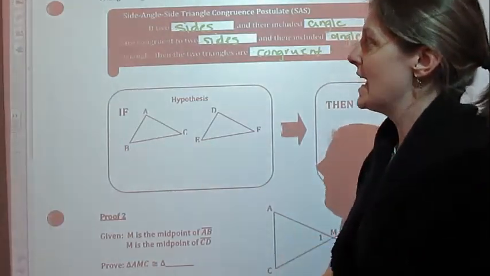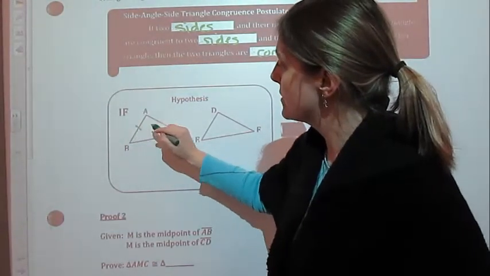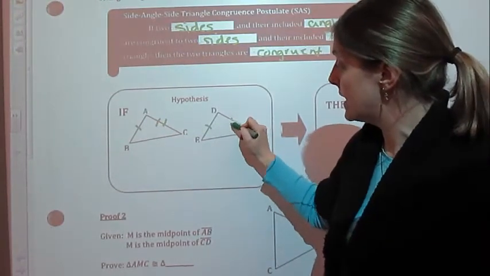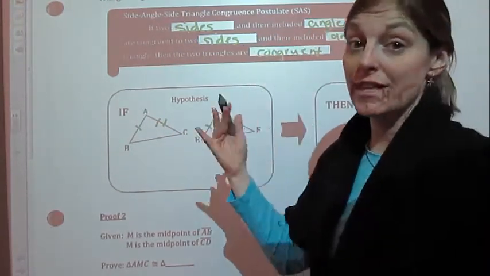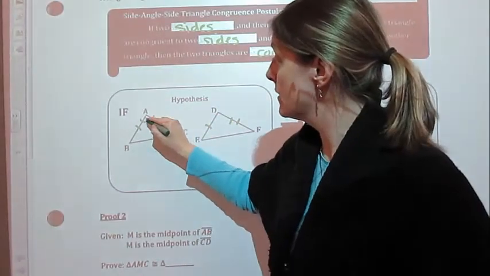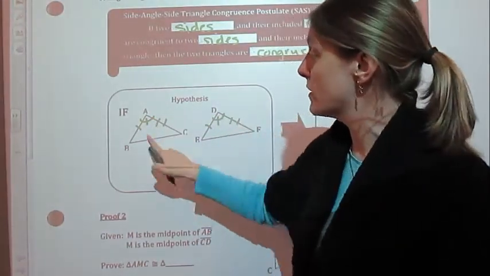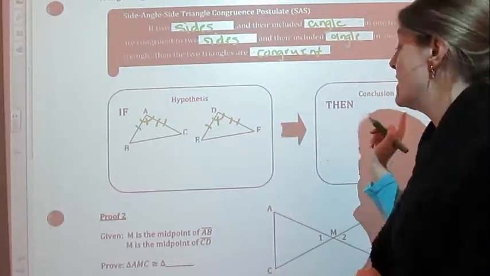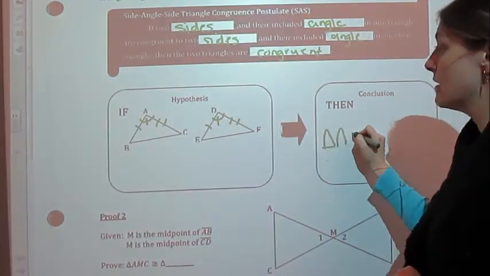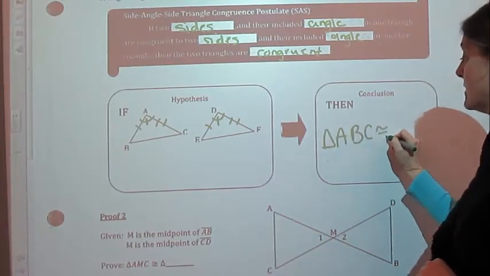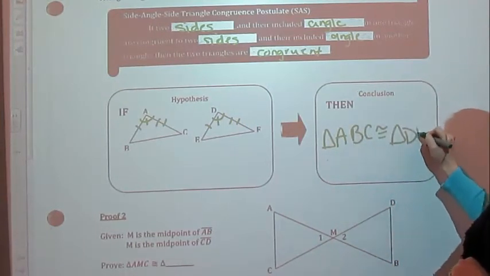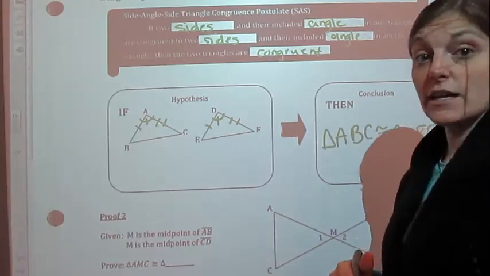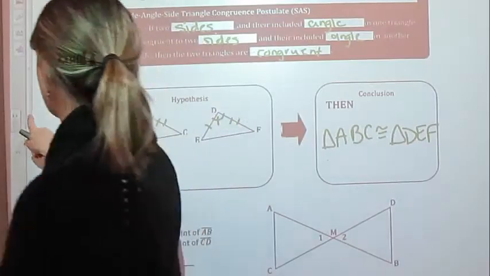All right, so what that's saying is we've got two sides congruent to two sides and the angle that's in between, that's included. So there we have the angle that's included. So we have side, angle, side, side, angle, side. If those are congruent, then we can say that triangle ABC is congruent to triangle DEF. Okay? So now let's take a look at how that works in a proof.